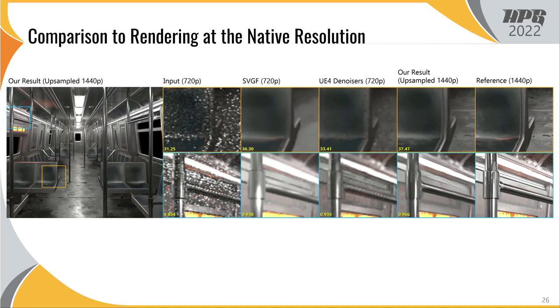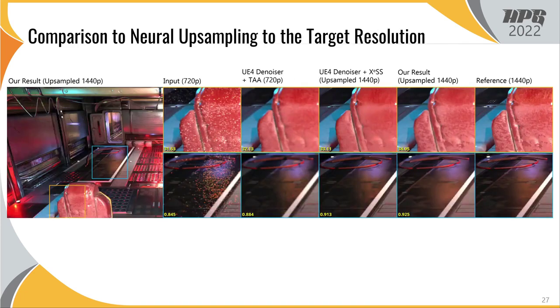When we compare with denoisers running at native resolution, we consistently see better reconstruction with our technique, while also producing a higher resolution output. To compare with neural upsampling techniques, we apply XCSS to Unreal Engine 4 denoiser results. XCSS brings a lot of image details compared to traditional TAA techniques, but our network outperforms at reconstructing high-frequency details as shown in the top row.